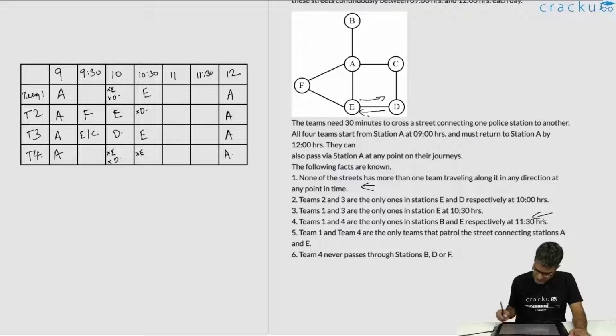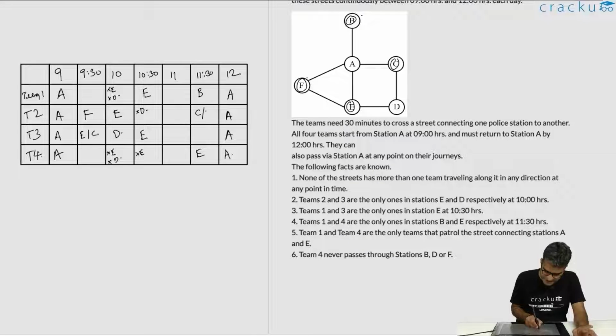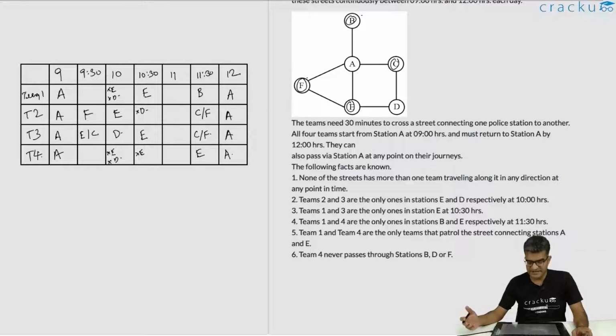Next, what do we have? Teams 1 and 4 are the only ones in stations B and D at 11:30. So this is B and this is D. So the remaining 2 are not B and D. Notice that from 11:30 to 12, they have to come back to A. And what are the points from which you can come back to A? You have to be either F, or C, or B or E. We know who is at B and D at 11:30 a.m. This would imply that team 2 and team 3 are at C and F at 11:30 a.m., because they have to come back to station A at 12 o'clock.